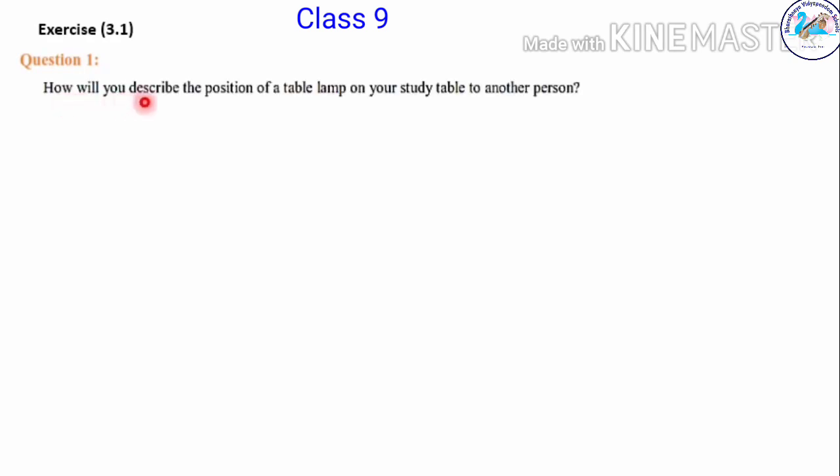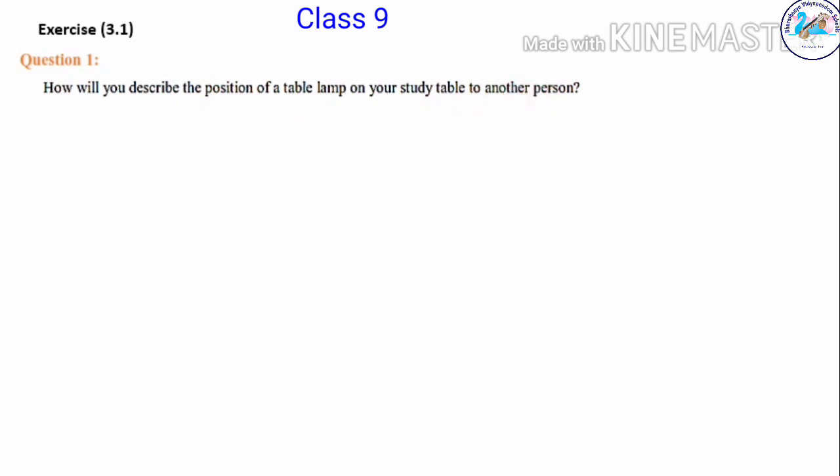Let's discuss the first question of exercise 3.1. The question is, how will you describe the position of a table lamp on your study table to another person? Here you are asked to describe the position of the table lamp which is on top of the table. Means here you are asked to describe the position of an object in a plane. Here the object is your table lamp and the plane is the top of your study table.